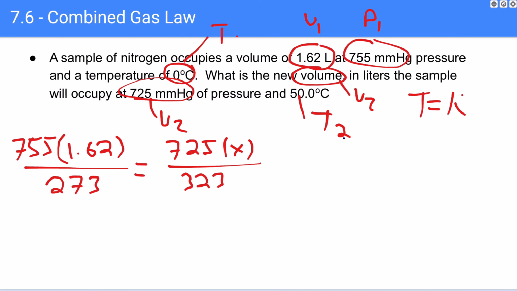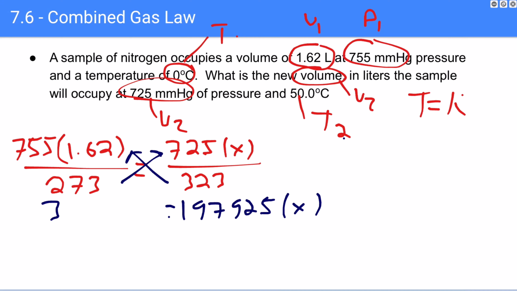Like I said, there's a couple ways you can do this. I tend to prefer the cross multiplication method, just a little bit easier on my brain, something I've been doing for many, many years. So 197,925 times x on this side. Maybe a big number over here. And 395,061 on this side. So we're going to go through and divide these out.